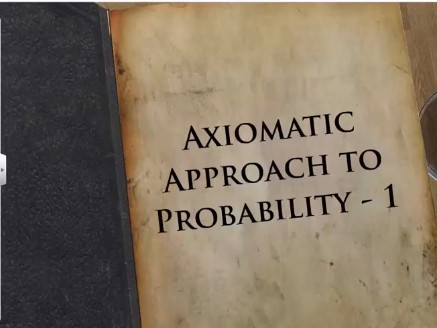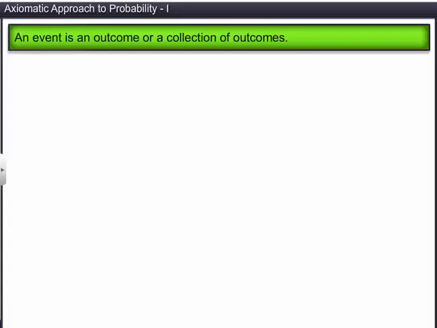In this module, you will learn to define the axiomatic approach to probability. You will also learn to prove basic theorems related to probability. We know that an event is an outcome or a collection of outcomes. But how can you quantify the chances of an event happening?